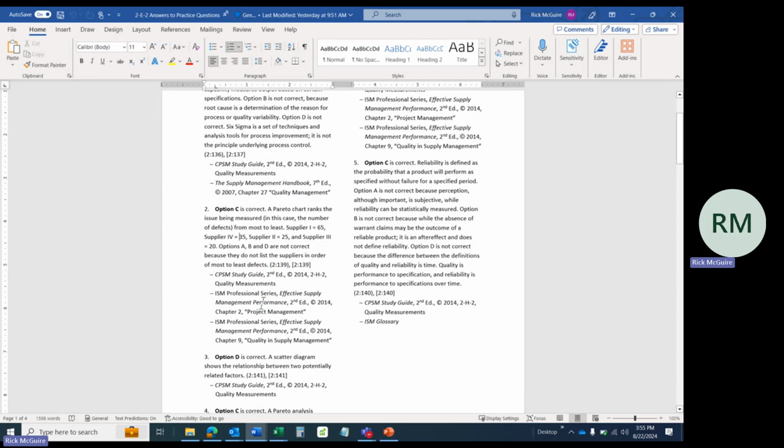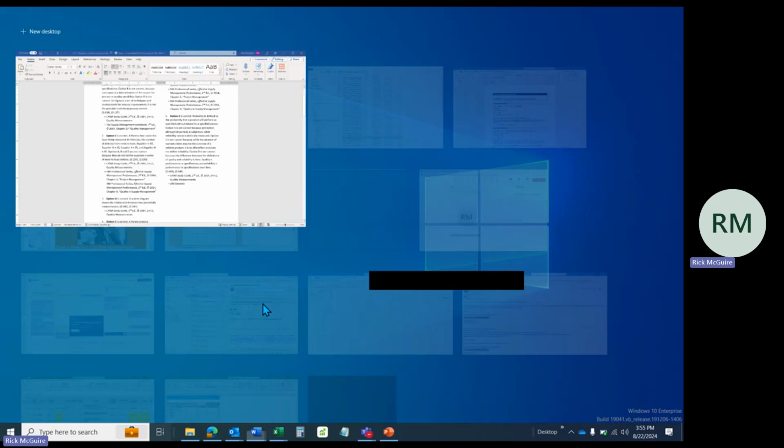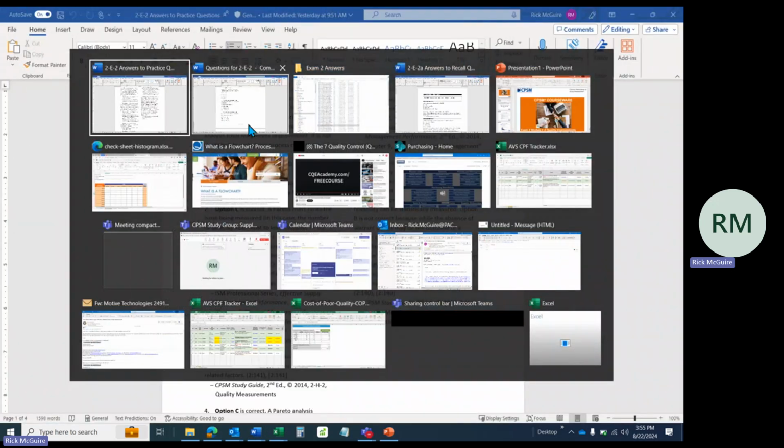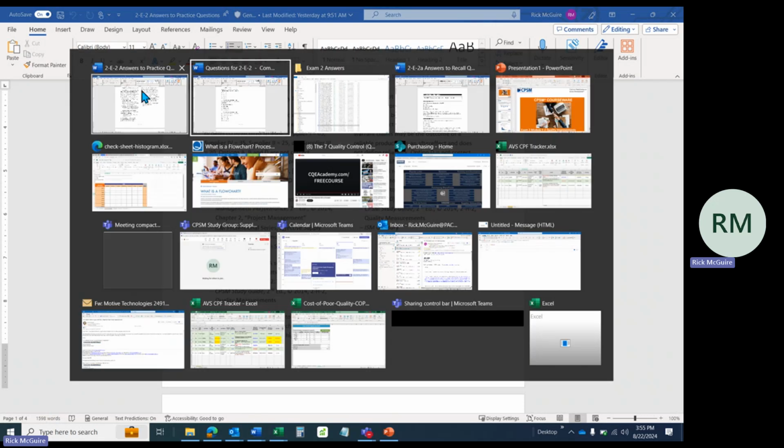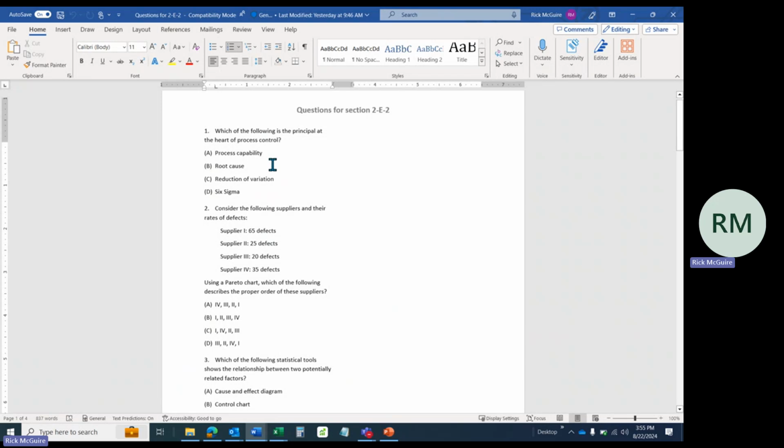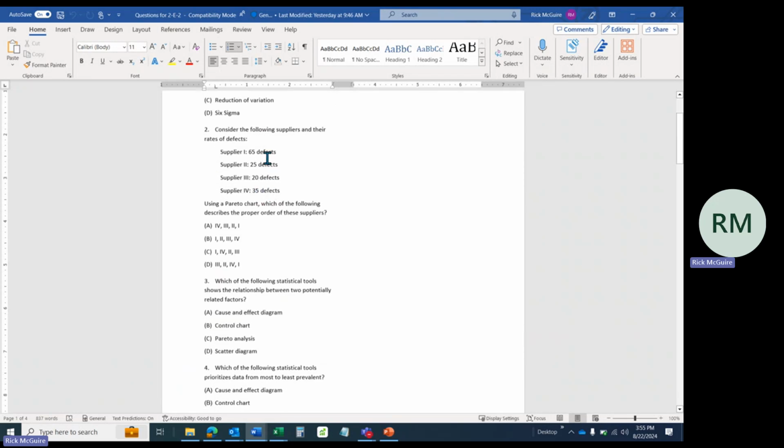In the way that I usually work these programs is, if I can find the right thing, questions. There we go. So in this question, you see 65 is high, so supplier 1 is high. And then the next one is supplier 4. So you want an answer that starts with 1, 4. There's only one that does that, so that's C.